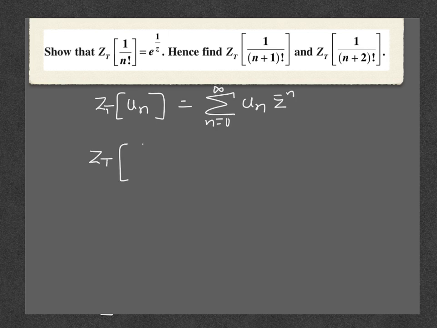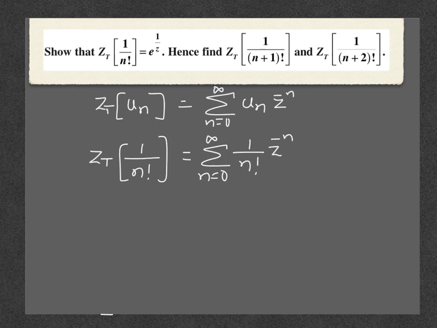Suppose if the case arises like this, we use what? The definition of Z transform. So we know that Z transform of Un is summation n equal to 0 to infinity Un z power minus n. Here in our problem Un is 1 by n factorial. So that is summation n equal to 0 to infinity 1 by n factorial z power minus n.